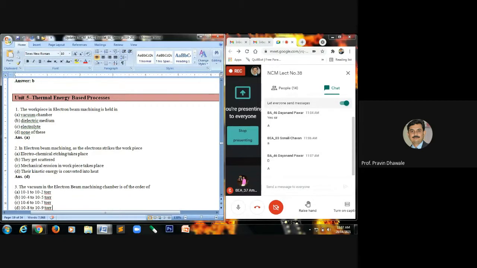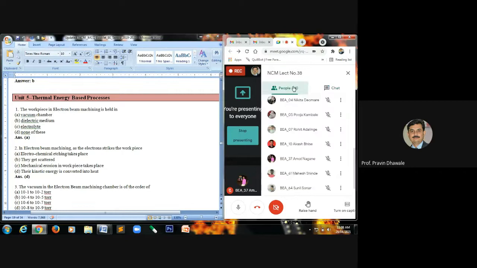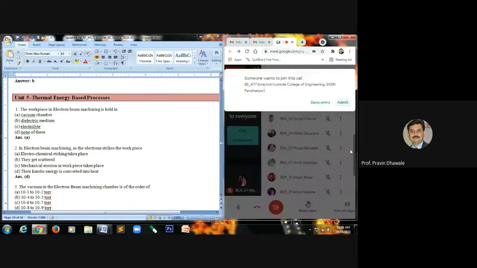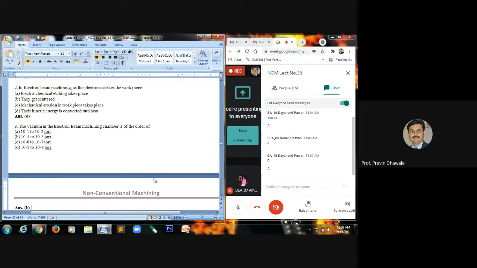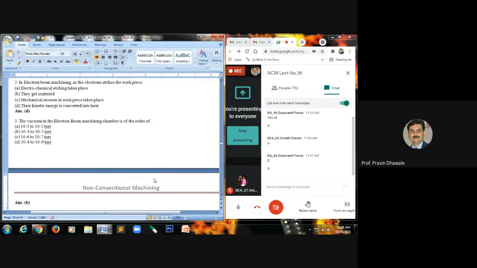Option A was given by Diana. Any other member present in this lecture? Diana has given us option A. Does anyone have a different option other than A? Mahesh, Prasad, Akash, Pooja, what will be the option? Sonali? I think it will be B, 10 to the power minus 4 to 10 to the power minus 5. Okay. Thank you, Diana.